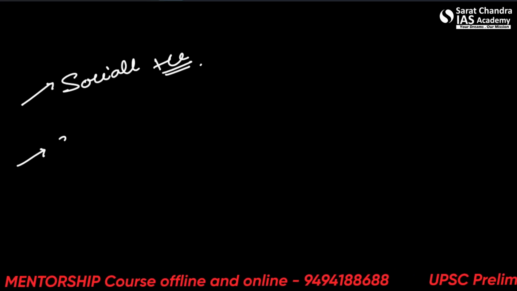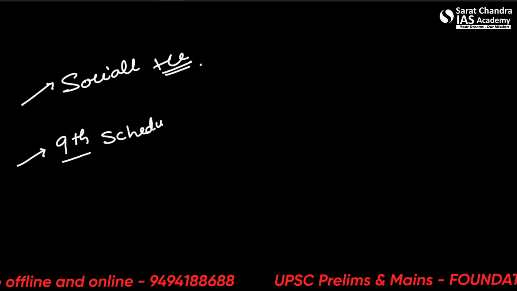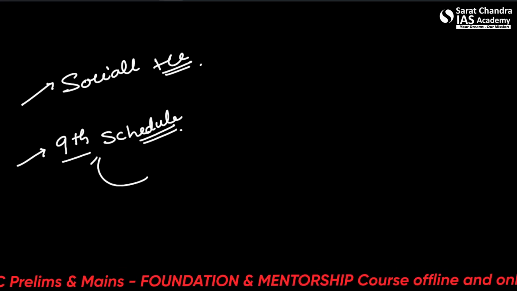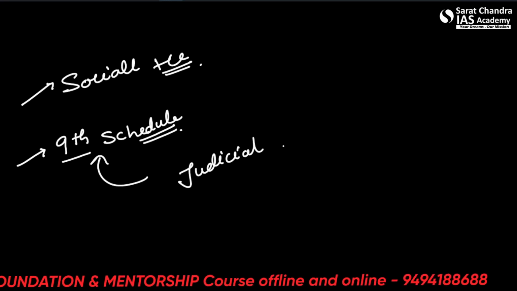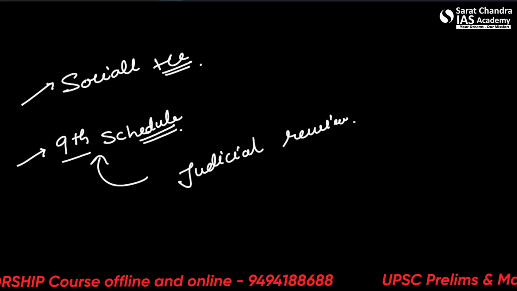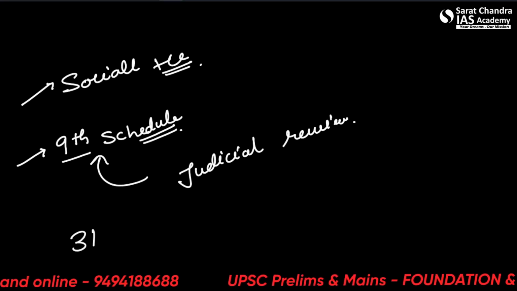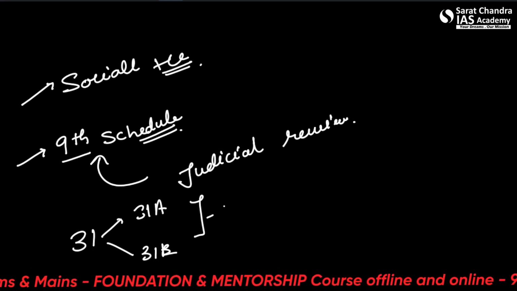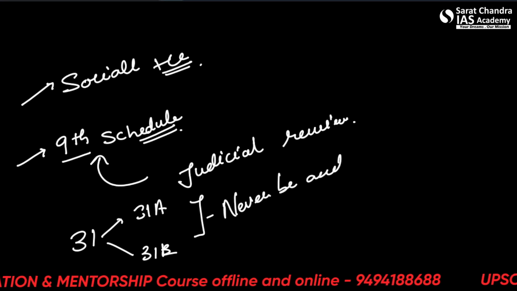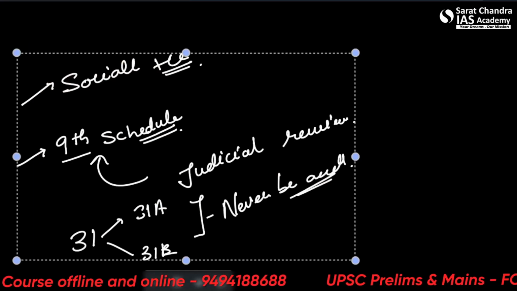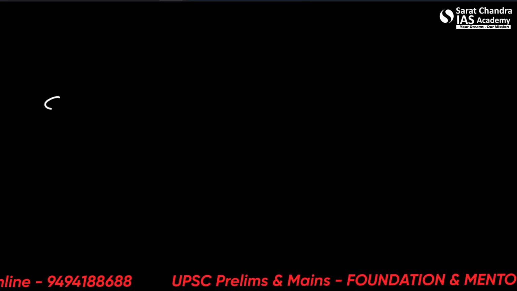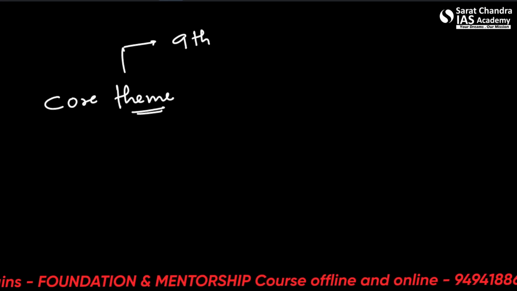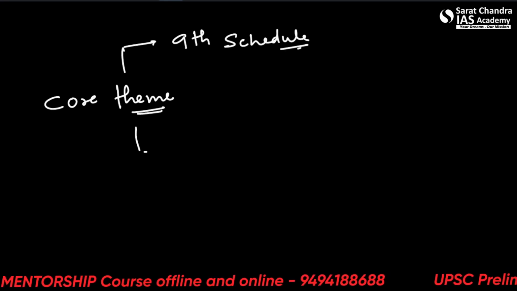The most important thing about this amendment was it added the 9th Schedule in the constitution in order to protect the land reforms and other laws included in it from judicial review. After Article 31, Articles 31A and 31B were inserted. The thing is that these things will mostly never be asked, like which Constitutional Amendment Act added Article 31A, 31B. The thing is, what is the main core theme? So the core theme is it added the 9th Schedule. All right. It protected a few things from judicial review.